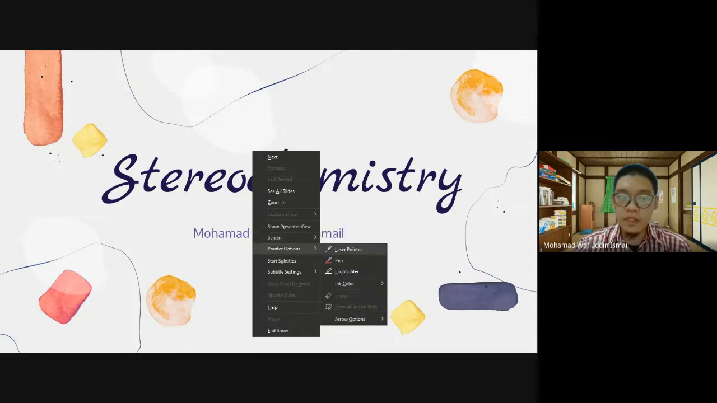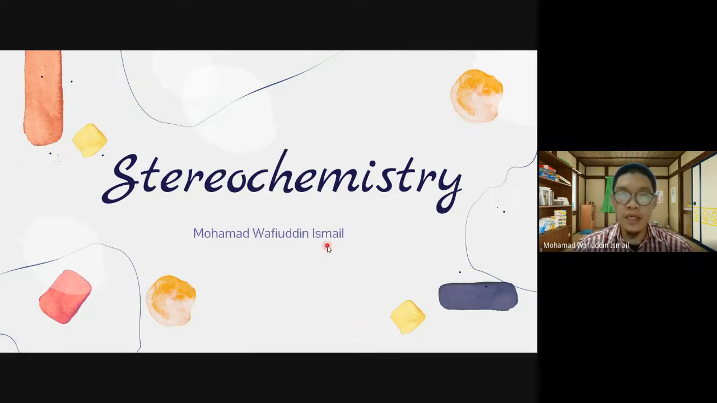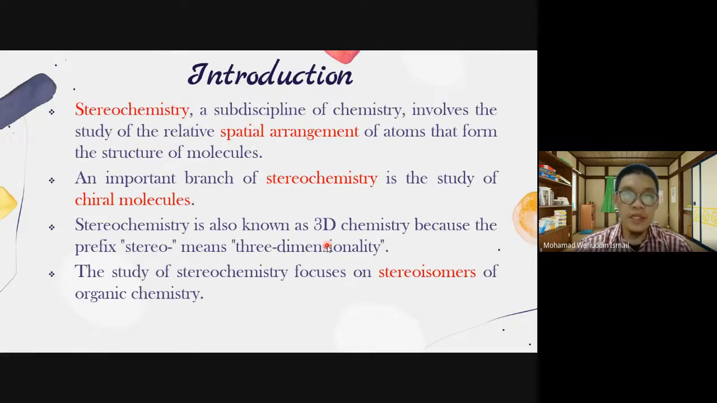So today we're gonna continue on another topic called stereochemistry. So basically, some introduction. Stereochemistry, a subdiscipline of chemistry, involves the study of the relative spatial arrangement of atoms that form the structure of molecules. An important branch of stereochemistry is the study of chiral molecules. Stereochemistry is also known as 3D chemistry because the prefix stereo means three-dimensionality. The study of stereochemistry focuses on stereoisomers of organic chemistry.